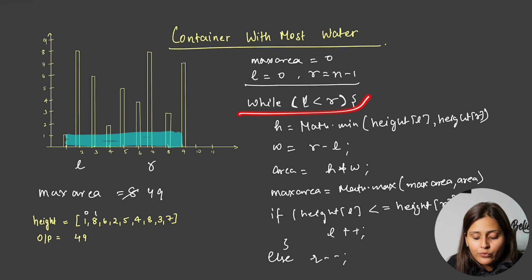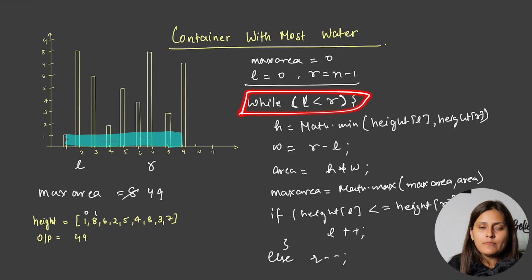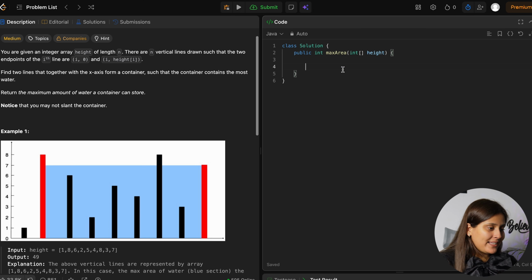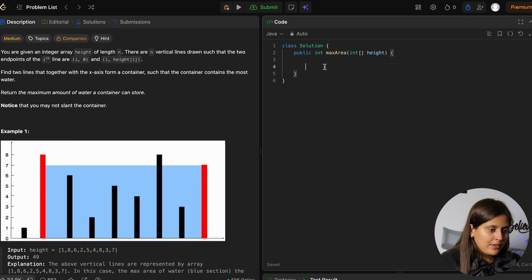So this while loop will run for n number of times, which is nothing but the time complexity will be O of n. So this is the optimized code as well. So let's code it in our code editor now. So now let's code. Here is the problem statement we have already discussed.